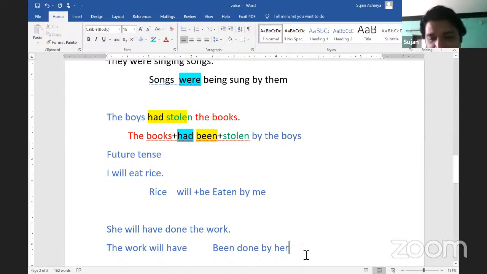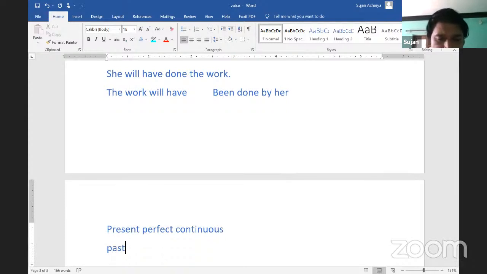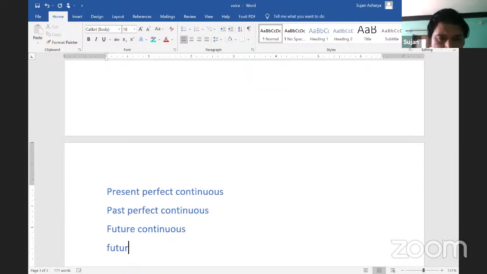And we can't have passive of these. Present perfect continuous, past perfect continuous, future continuous, future perfect. We can't have passive of these.